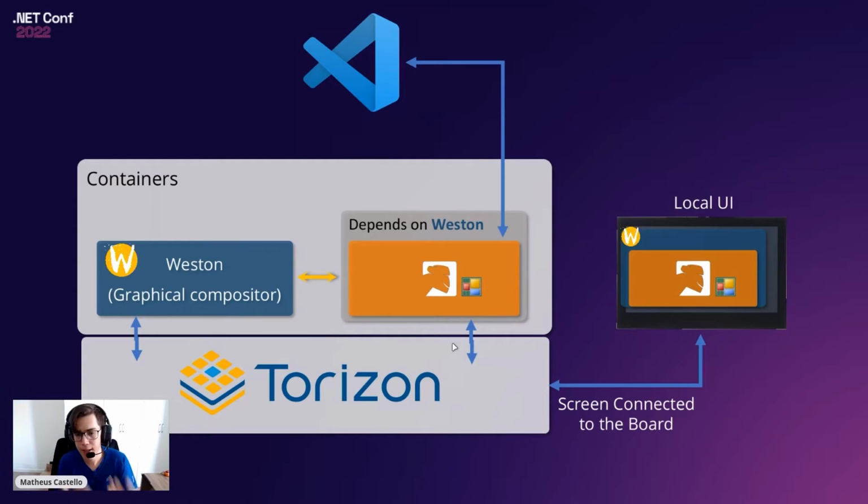WinForms uses X11, right? So we also need to run a graphical compositor with the windowing system. So we need these two containers: one container that is the graphical compositor and another container that is your application. Okay, you can put everything together in one container. Yeah, you can. But you can reuse the graphical compositor, as I will show in the other demos.